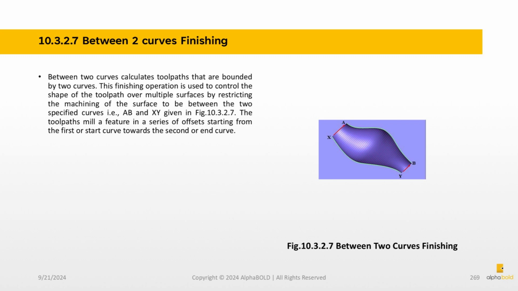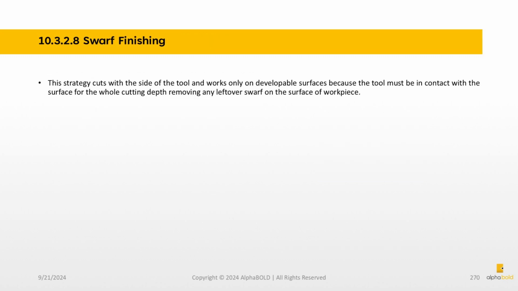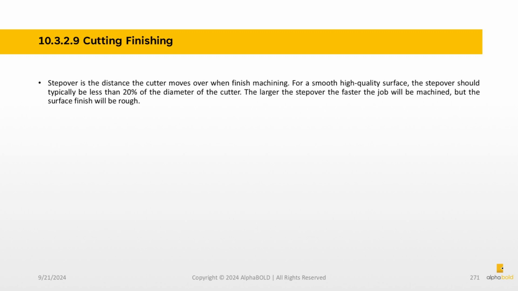The tool paths mill a feature in a series of offsets, starting from the first or start curve towards the second or end curve. Swarf finishing strategy cuts with the side of the tool and works only on developable surfaces because the tool must be in contact with the surface for the whole cutting depth, removing any leftover swarf on the surface of the workpiece.